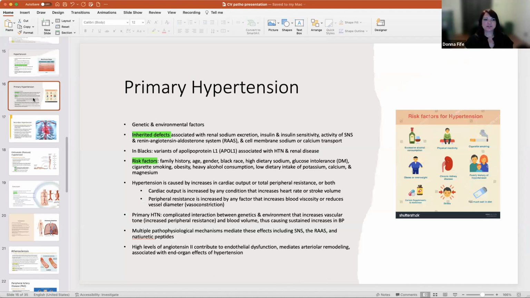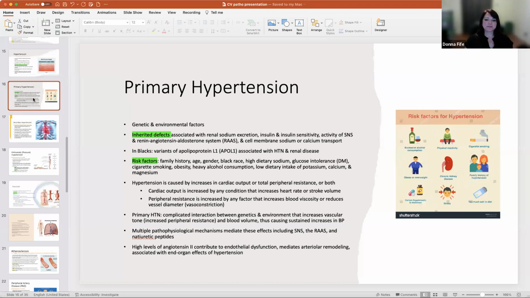Primary hypertension, there are genetic and environmental factors involved: inherited defects associated with renal sodium excretion, insulin and insulin sensitivity, activity of the SNS, the renin-angiotensin-aldosterone system, abbreviated RAAS, and cell membrane sodium or calcium transport. In Blacks, there's a variant of apolipoprotein L1, or APOL1, that's associated with hypertension and renal disease.